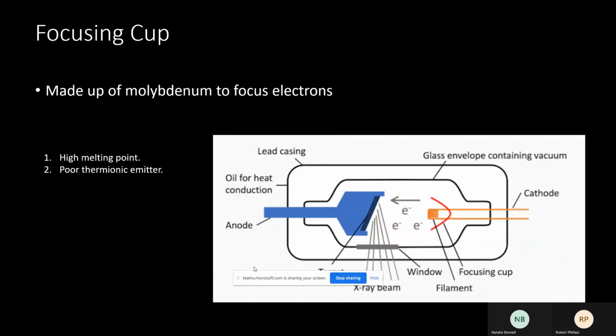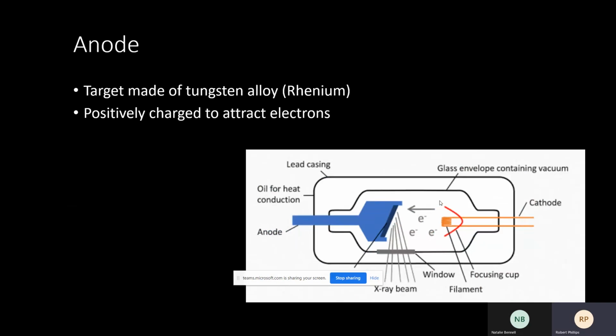Whereas focusing cup, as you can see here, is made up of molybdenum to focus electrons. It has also got a high melting point, but it's a poor thermionic emitter. Anode is made up of alloy of tungsten because it has to withstand a tremendous amount of heat that is produced when the electron interacts with the target metal. And it is also positively charged to attract electrons from the cathode side towards the anode.